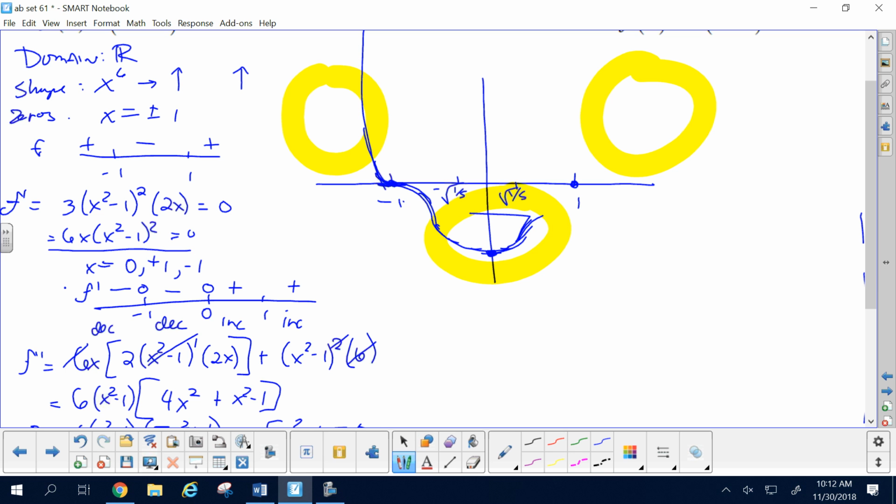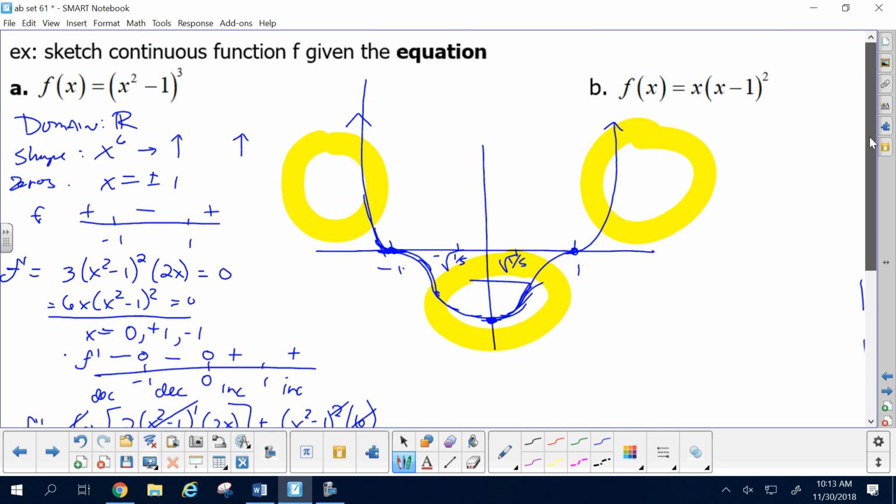Okay? At 1, 3 things happen. It goes flat, and it goes back to increasing, but it turns from concave down to concave up. That looks even. Does that make sense that that would be even? Yes, it's the 6. It's even. Okay. All right.